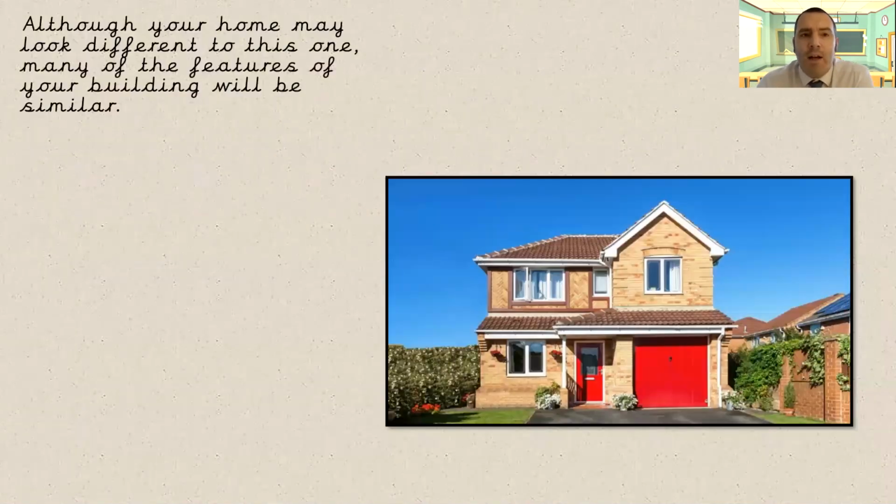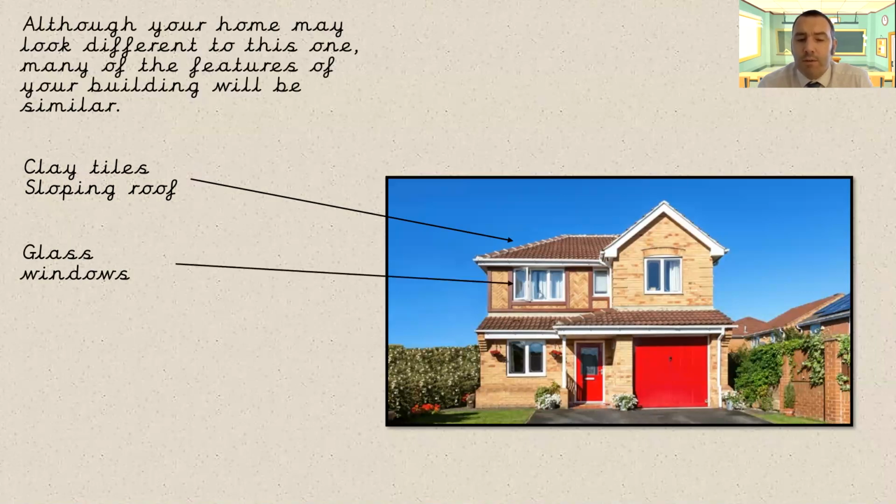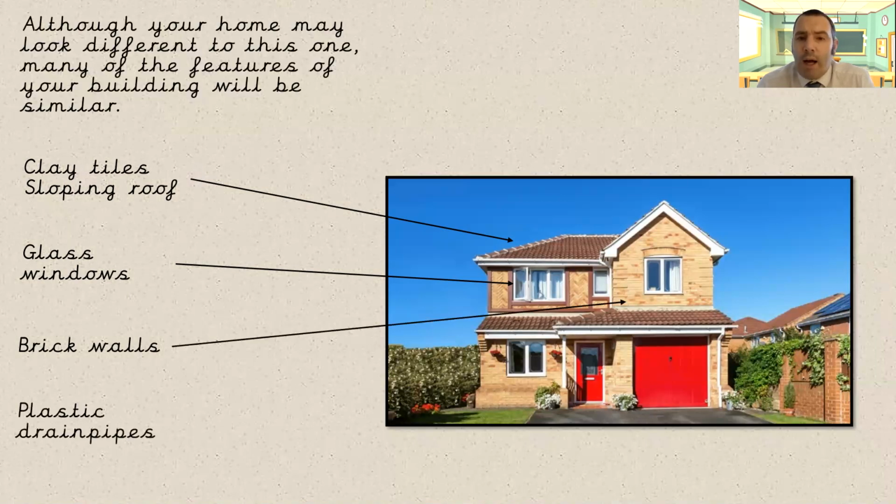Although your home may look different to this one, many of the features of your building will be the same. It doesn't matter whether you live in a house, a flat, or a bungalow, they'll all have some very similar features. You'll have clay tiles or some form of tile, and the roof will be sloping. You'll have glass for your windows, bricks for your walls, and plastic drain pipes. Some places have metal, but it's very expensive and not as user-friendly as plastic.